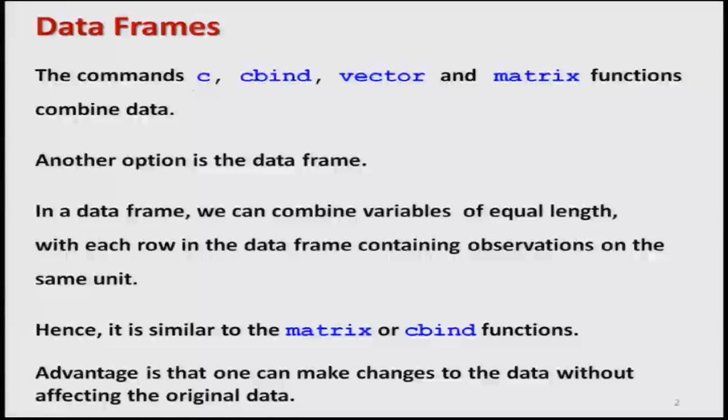Right. And that would be called a data frame. So the first question is, how to combine these three variables, or the data on these three variables, together? We have learned in R the commands c, cbind, vector, and matrix. These are the popular functions that help us in combining the data. For example, matrix can combine the data into rows and columns. Similar to these functions, we have another option which is called data frame.